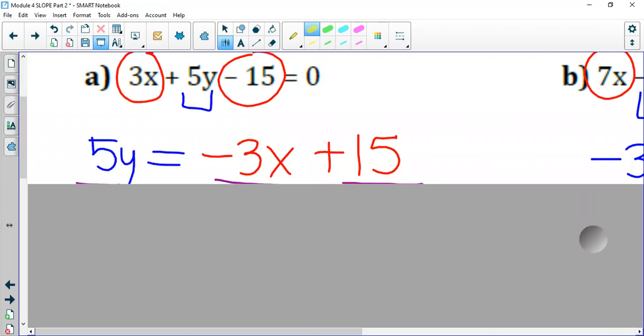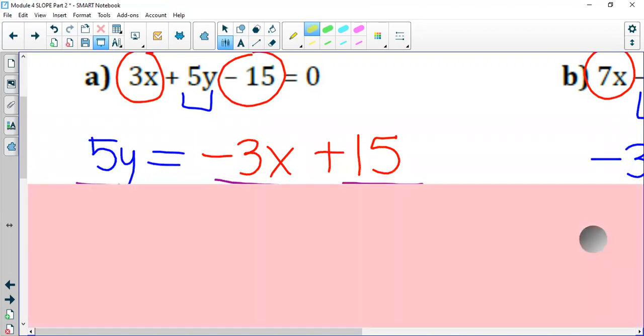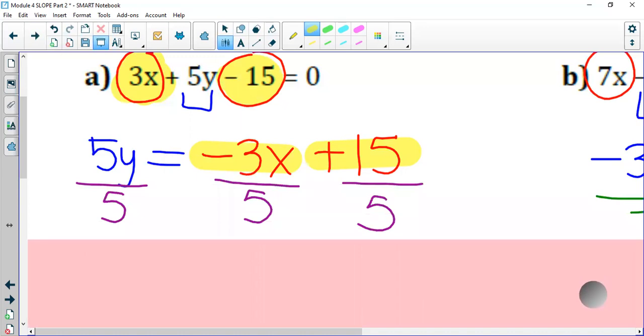So I'm going to let 5y be equal to, then I have to move the positive 3x over to the other side. When I do that, it becomes negative 3x. The negative 15 has to move over to the other side. When I do that, it becomes positive 15. Step number 1. Now, is this in slope-intercept form? Am I ready to state my slope and my y-intercept? No, I'm not ready. What do I have to do? Yes. Divide everything by 5. Very good. We're going to divide everything by 5. Every single term by 5.